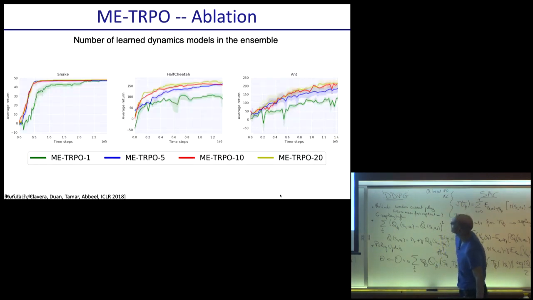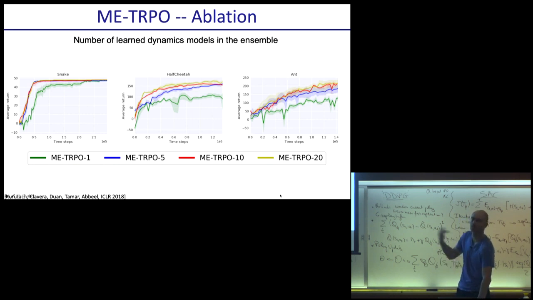Here's another ablation. It's looking at the number of models in the ensemble. If you have one model in the ensemble that's shown in green, it doesn't do nearly as well. So having this ensemble and staying away from where the ensemble disagrees is really critical, because if you're just one model, you can't do this, and the performance is a lot less. Do you need 20 models, the yellow curve? Not really. If you have 10 models, it's enough.